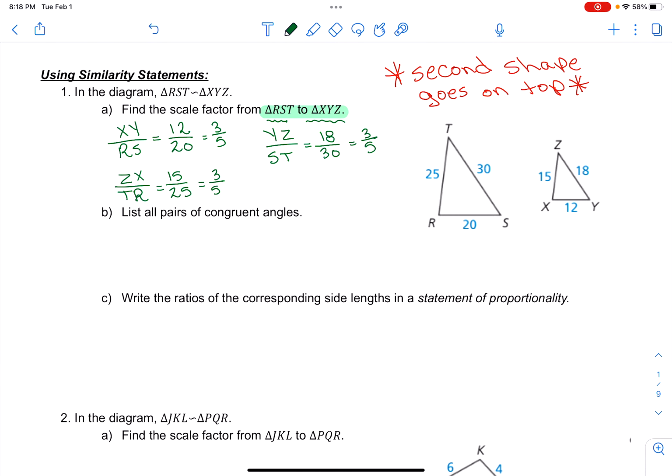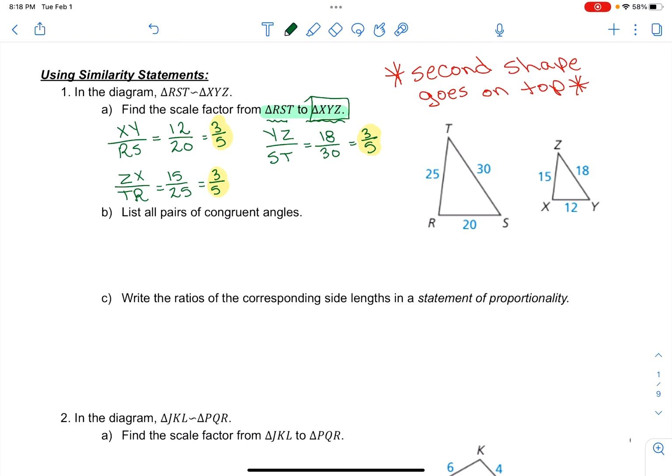So this is what you are hoping for whenever you do these similarity statements. Your ratio should be the same for every single side that you have. That's the whole point of figuring out your scale factor. This is also why it's important to do your scale factor correctly by always putting that second shape, whatever it may be, on the top of your ratio, and the first is always the bottom.